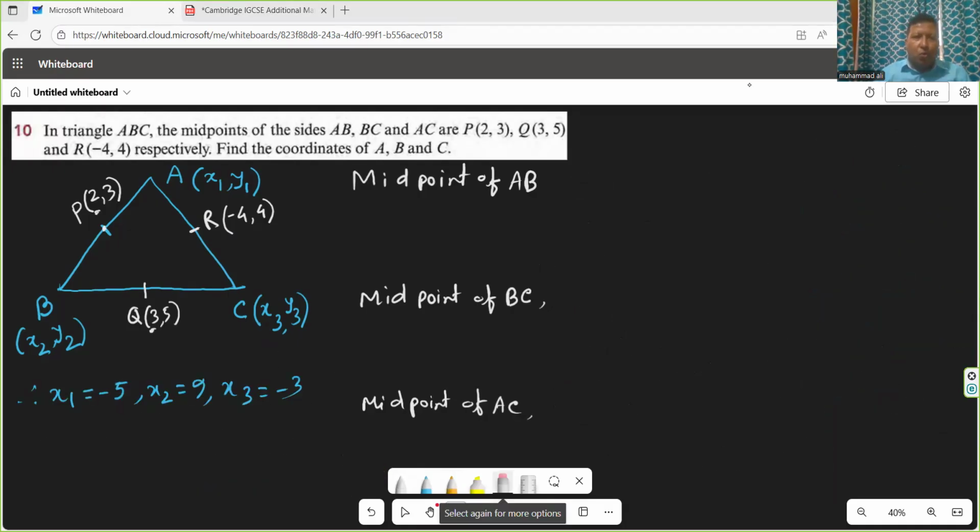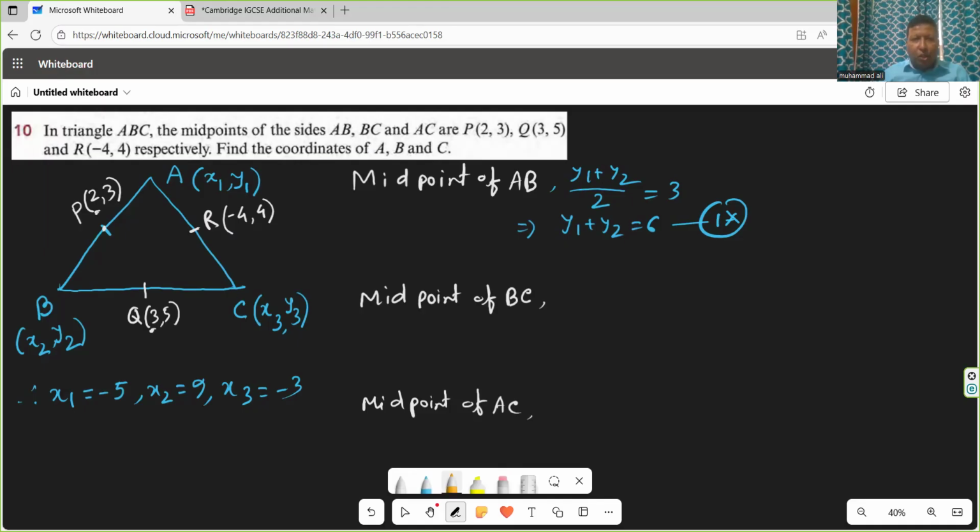Now we consider the midpoint of AB, and we try to work with the y values. So the midpoint of AB is (y1 plus y2) divided by 2, and it is 3. So y1 plus y2 equals 6. We consider this is 1 star.